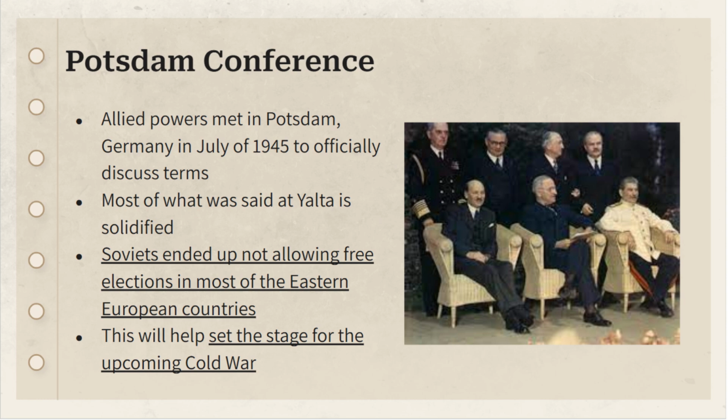So then at the end of the war, the big three meet again and they meet in Potsdam, which is a little city right outside of Berlin. Most of what they said at the Yalta conference is still solidified. They're like, yep, sounds good, divide up Berlin, all that stuff. But one of the big differences that we see is that the Soviets already are beginning to refuse free elections in Eastern Europe, and they are trying to make those territories satellite states of the Soviet Union. And that's what's going to help set the stage for the upcoming Cold War.